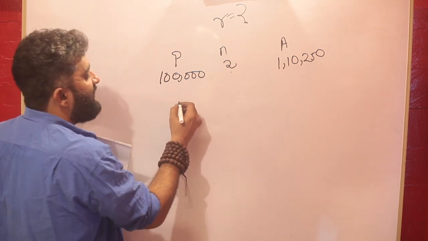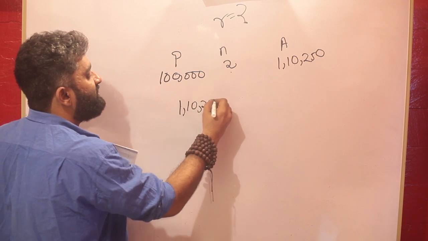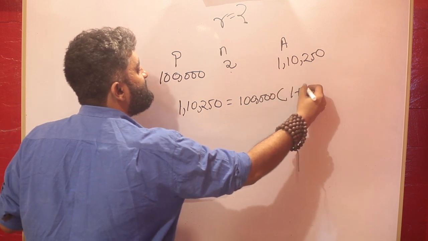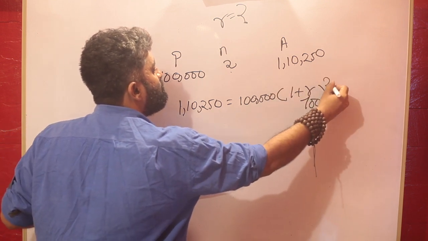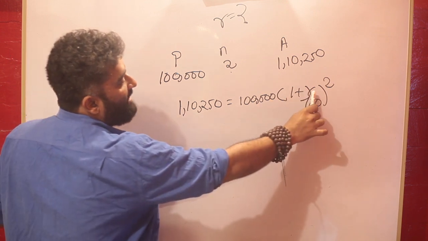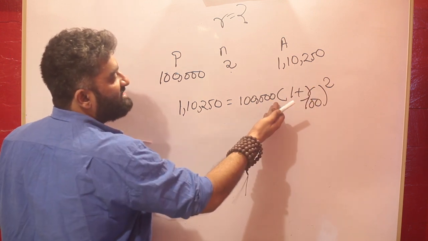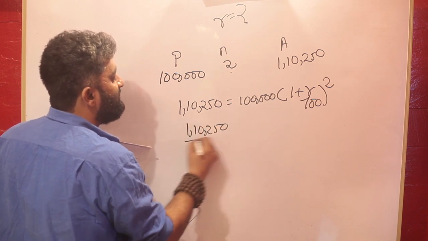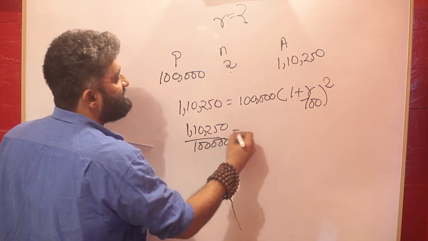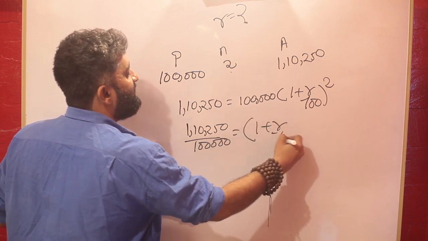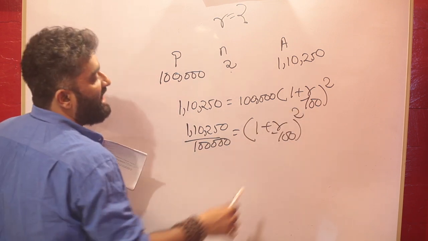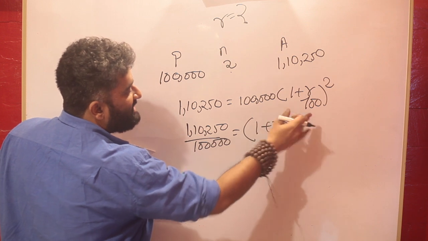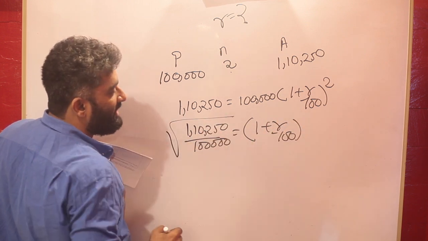So use the formula. I know 1,10,250 is equal to 100,000 into (1 plus r by 100) raised to 2, right? So I have to find the value of r, right? That means move this 1 lakh this side, so I'll get 1,10,250 divided by 1 lakh is equal to (1 plus r by 100) raised to 2. I have to find the value of r. That means I should eliminate this power here. So I'll take a square root of both the sides. So this is what I'll get.